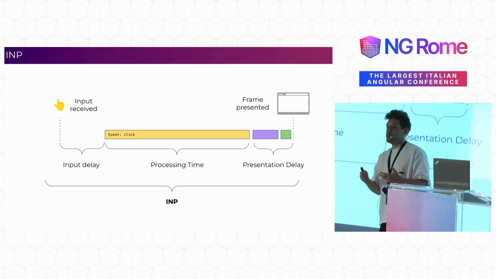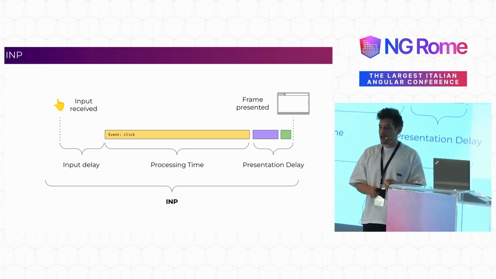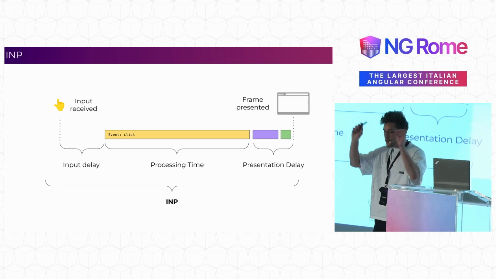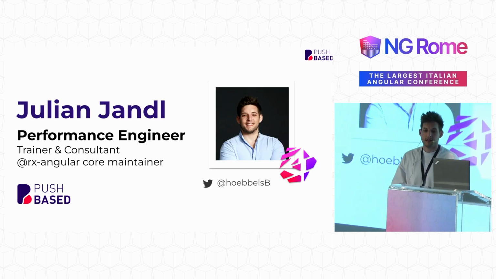And in the end, you have presentation delay. This is how long it takes for the browser to actually render the new change and present the new frame. And all of it together will be your whole INP metric. And you have only 200 milliseconds time for that.